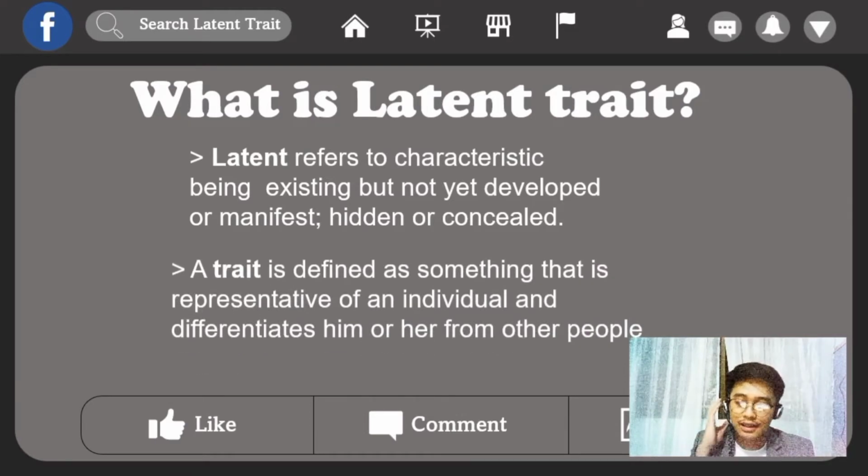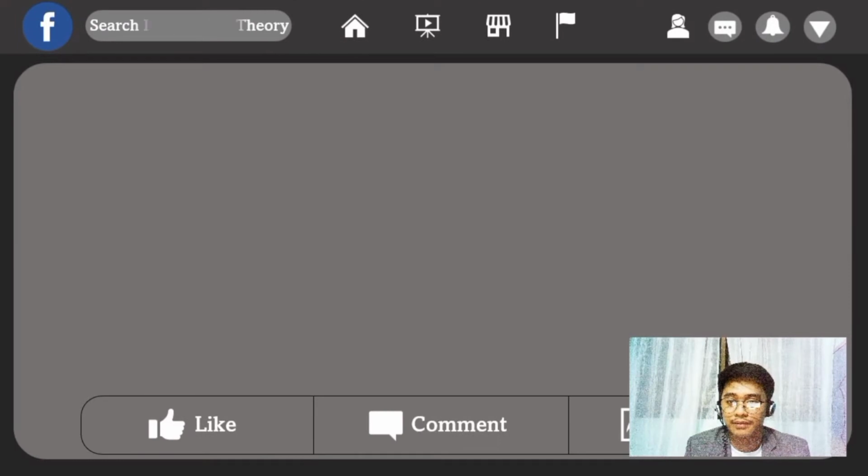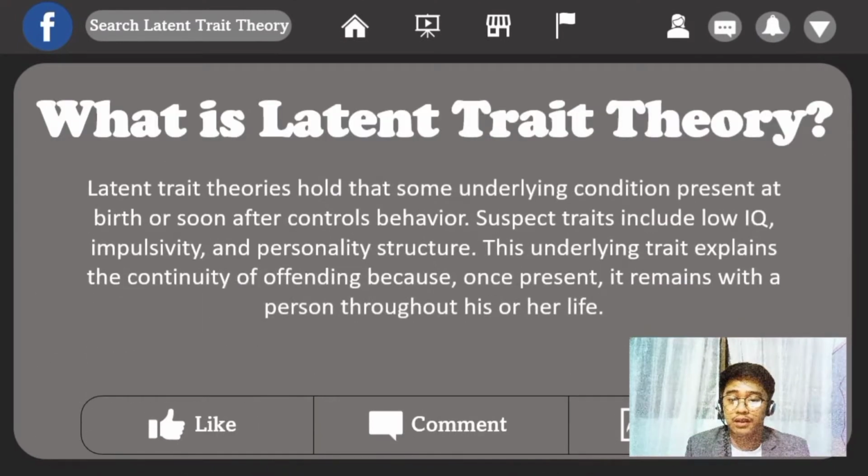A trait, on the other hand, is defined as something that is representative of an individual and differentiates him or her from other people. The next is, what is latent trait theory? Latent trait theories hold that some underlying condition present at birth or soon after controls behavior. Suspect traits include low IQ, impulsivity, and personality structure. These underlying traits explain the continuity of offending because, once present, it remains with the person throughout his or her life.